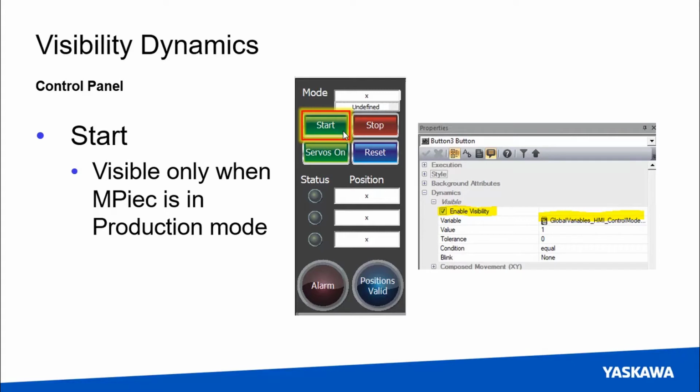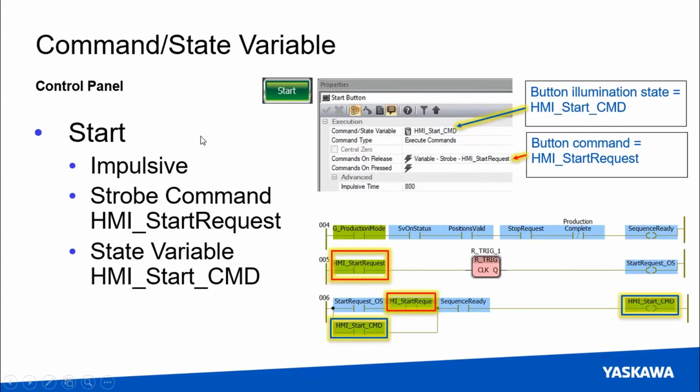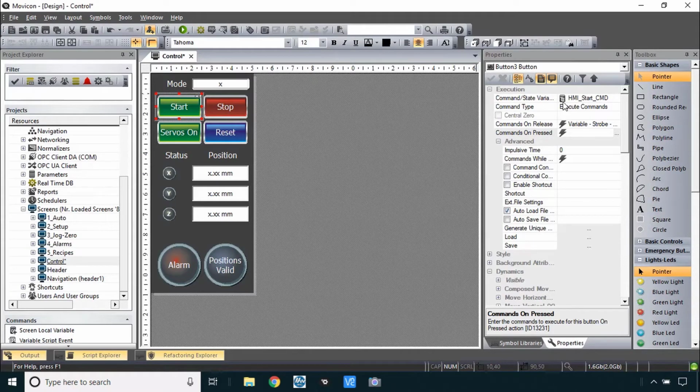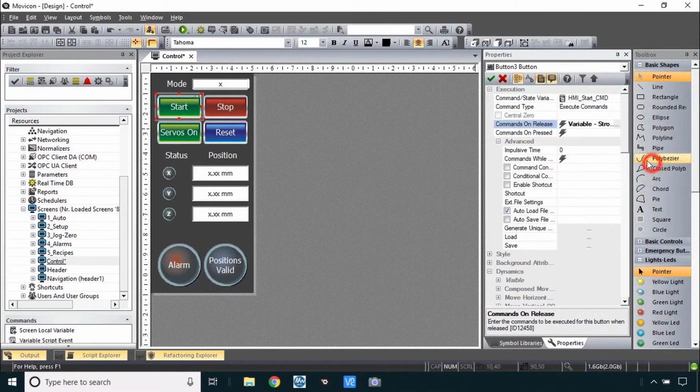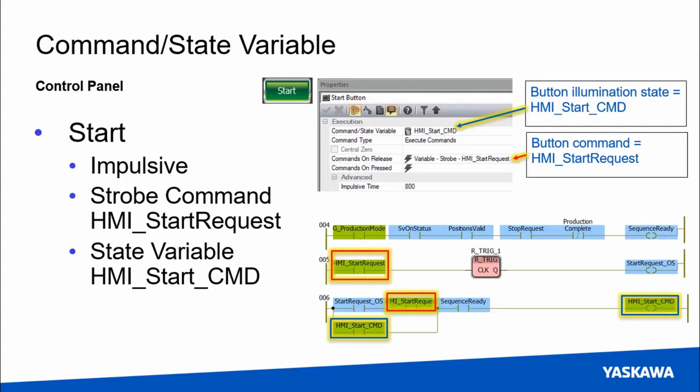First, you noticed that the button visibility changed. That's a pretty simple adjustment. Enable visibility with the control mode variable. But there's something else going on behind the scenes here with the start button. And it brings up the point that the command state variable does not have to be the same as the variable executed by a command in the button itself. You press the button to strobe the request start variable, but the button illumination is controlled by the start command variable. So two different variables operating on the same button. It makes sense to do this a lot of times to see the confirmation of your request.